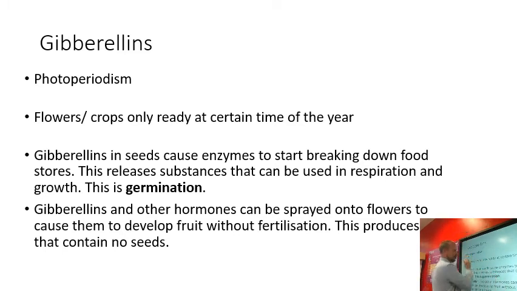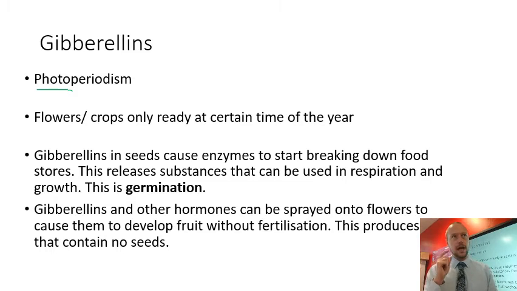So this is how plants basically sense light. So they basically know how long the day is, because they can sense it through the leaves, and there's other hormones involved here. But photoperiodism is just basically plants sensing what time of the year it is because of the day length.